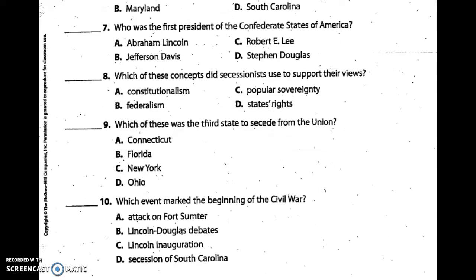Number 8, which of these concepts did secessionists use to support their views? A, constitutionalism, B, federalism, C, popular sovereignty, or D, states' rights? Number 9, which of these was the third state to secede from the Union? A, Connecticut, B, Florida, C, New York, or D, Ohio?